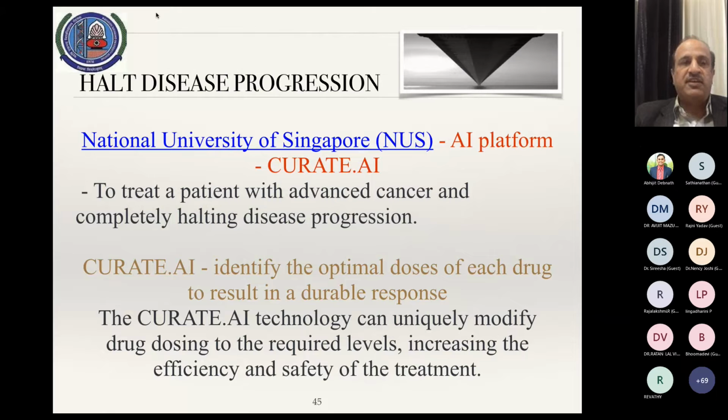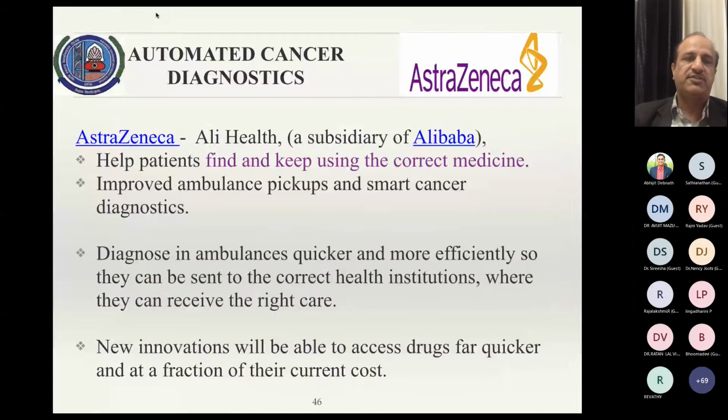The National University of Singapore is using a platform, Curate AI, to treat patients with advanced cancer and completely halt the disease progression. So the optimal dose of each drug can result in a durable response. Even drug dosing can be modified, increasing the efficiency and safety of the treatment, which is a major aspect of this treatment.